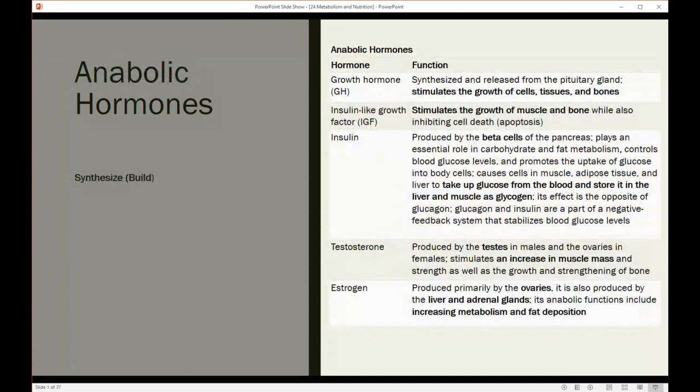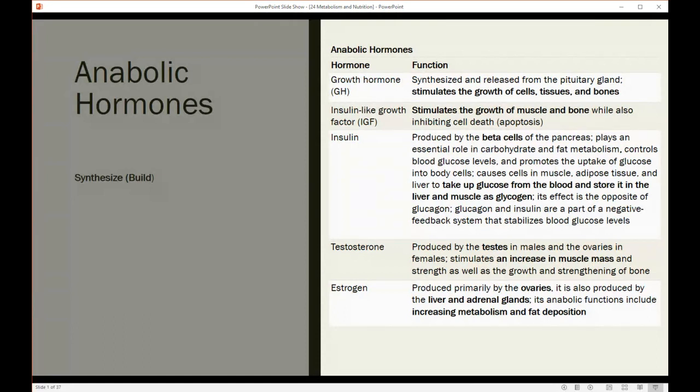And then for anabolic hormones, this is where we're going to be synthesizing. Anabolic hormones are like growth hormones. Growth hormones stimulate the growth of cells and tissues. Insulin-like growth factor is going to stimulate the growth of muscles and bones. Insulin is produced by the beta cells in the pancreas, remember? They do this in response to having a higher glucose level because we've just eaten, and they take up the glucose from the blood and store it in the liver and the muscles as glycogen.